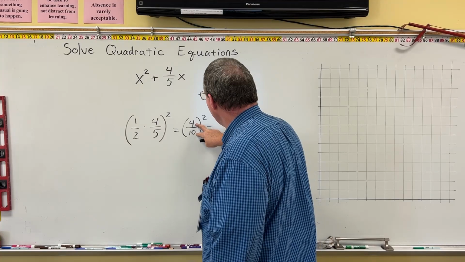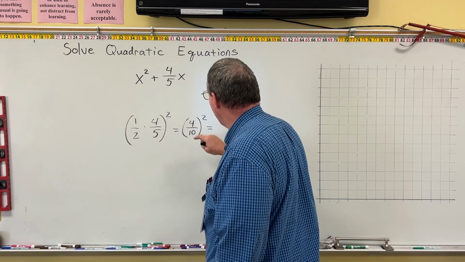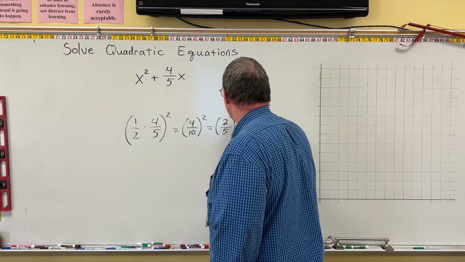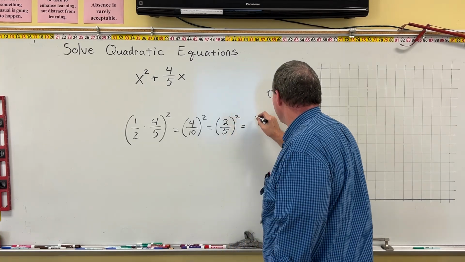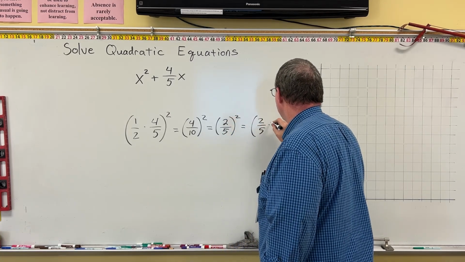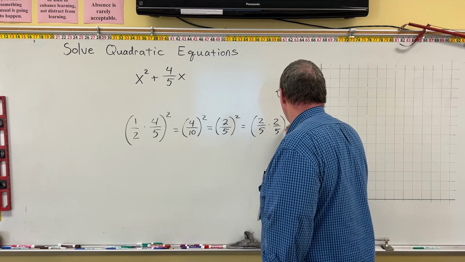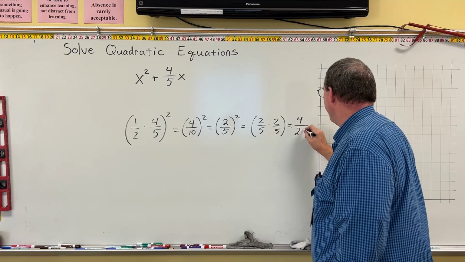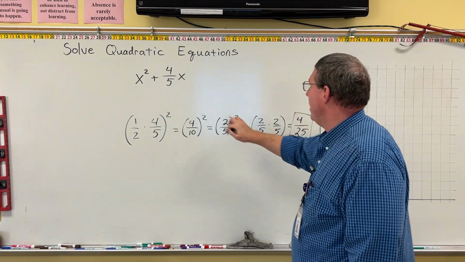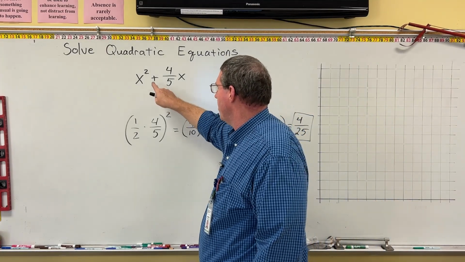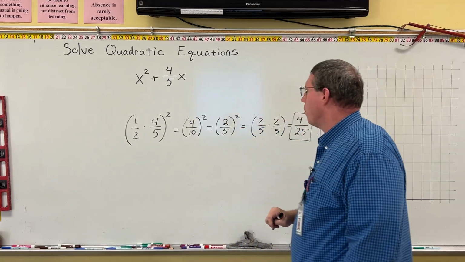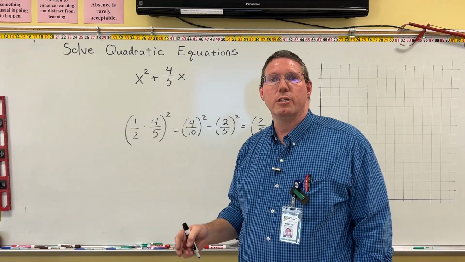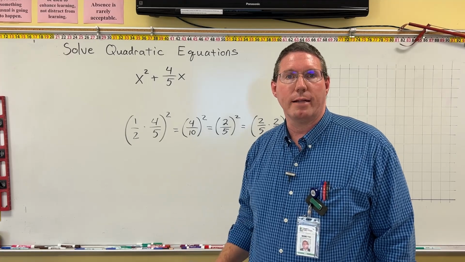But this can be reduced. 4 is divisible by 2 and 10 is divisible by 2. So it becomes 2/5 squared, which becomes 2/5 times 2/5, okay, which becomes 2 times 2 is 4, and 5 times 5 is 25. And so this is what would be added to the end. So it would become x squared plus 4/5 x plus 4 over 25. Okay, I just wanted to show you that you can actually do this with fractions if you had to.